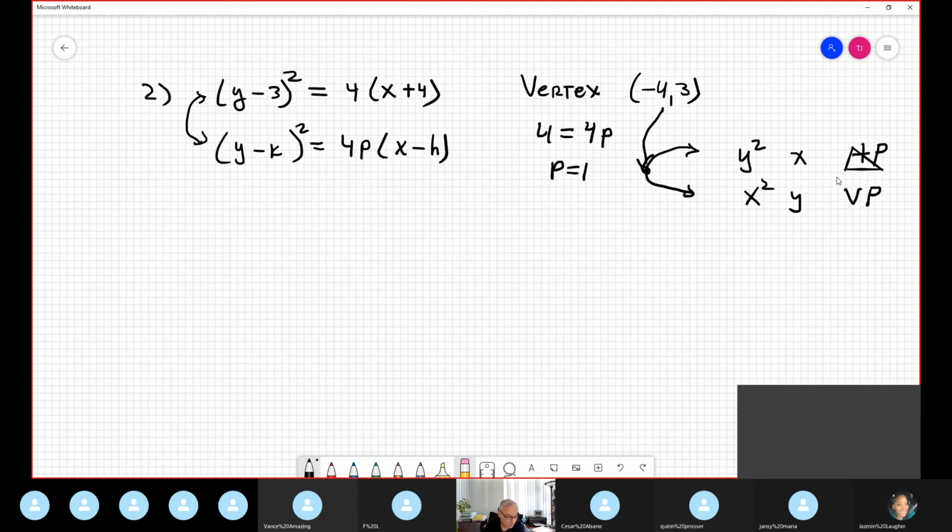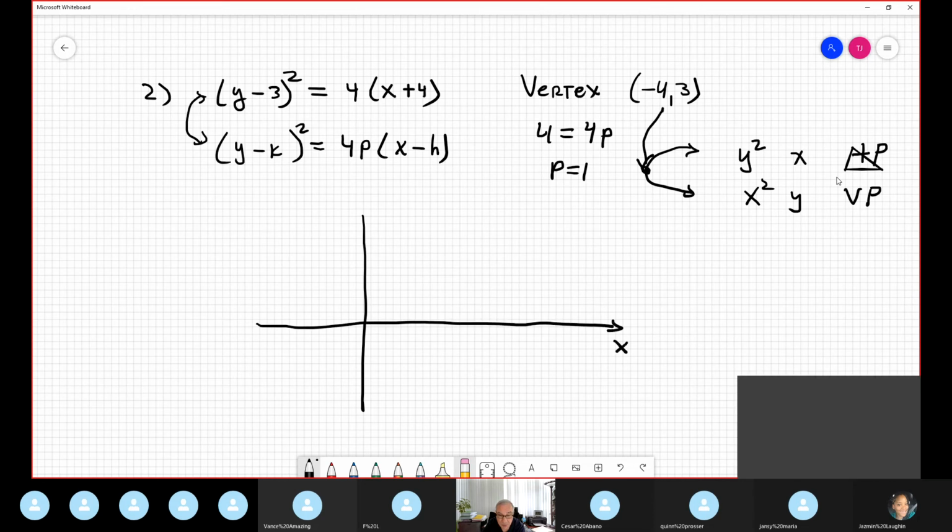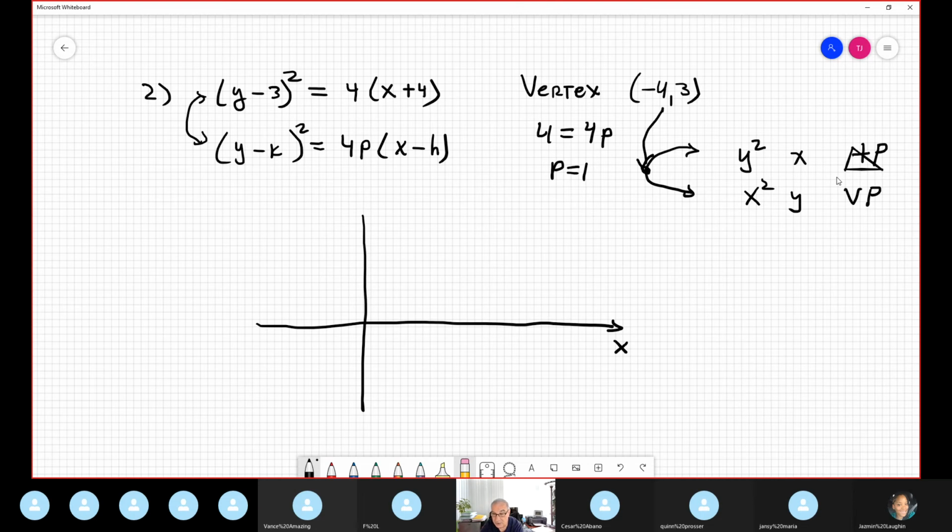Okay. p is 1. Let me try to do a rough sketch first, and after we will do Desmos. It opens to the left when it's negative, yes. Okay, we have a horizontal parabola or a vertical parabola. Look, look.